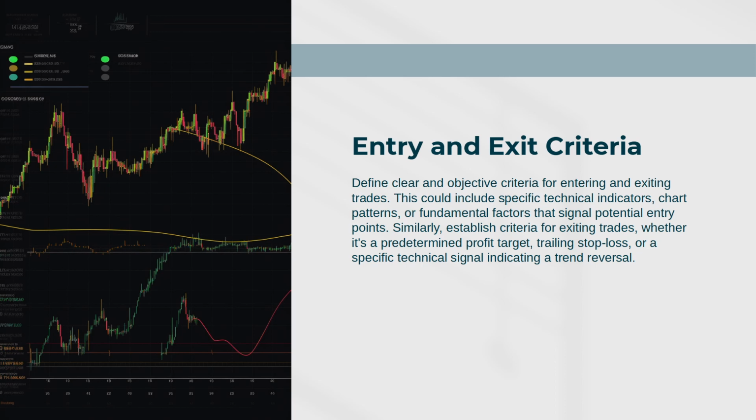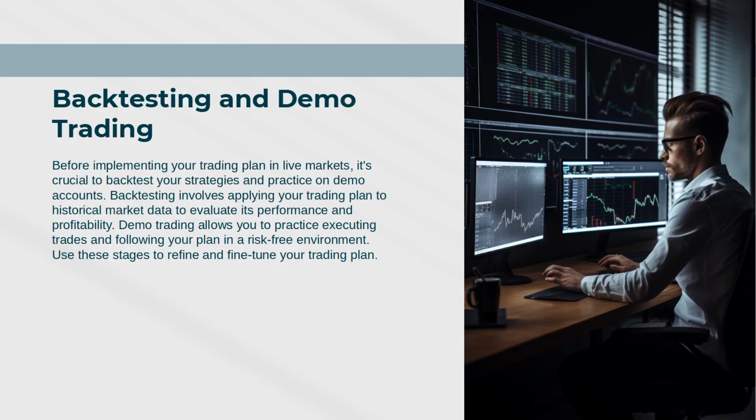Step 5. Entry and exit criteria. Define clear and objective criteria for entering and exiting trades. This could include specific technical indicators, chart patterns, or fundamental factors that signal potential entry points. Similarly, establish criteria for exiting trades, whether it's a predetermined profit target, trailing stop-loss, or a specific technical signal indicating a trend reversal.